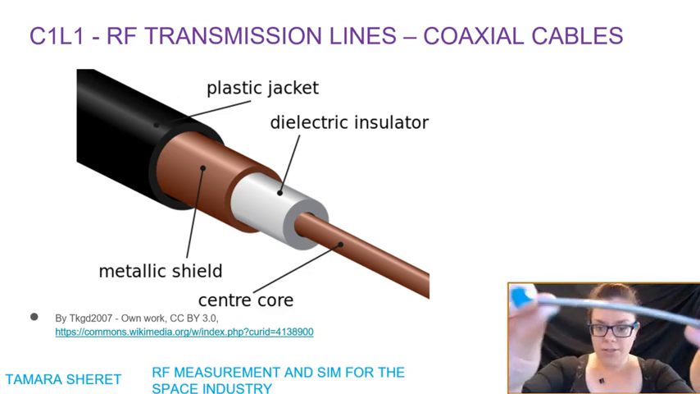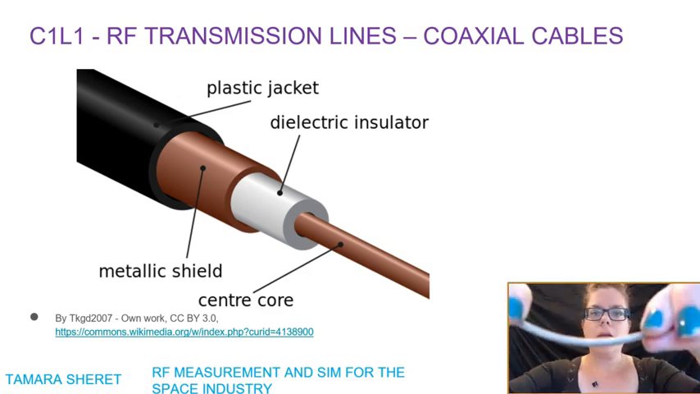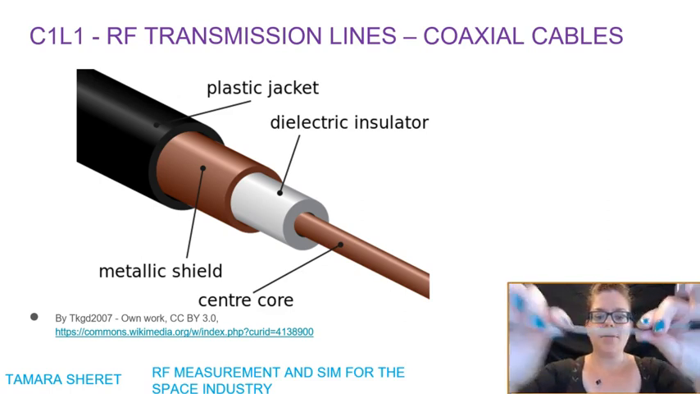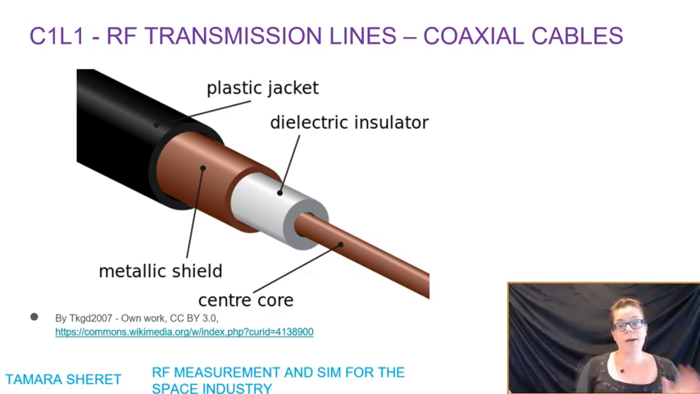If you look closer, you can see there's actually webbing on the outside of that, which allows you to flex and to move. So this is a flexible coaxial cable. You can get rigid ones, you can get semi-rigid ones, so you would bend it and it would stay there. Depends on what purpose you need.